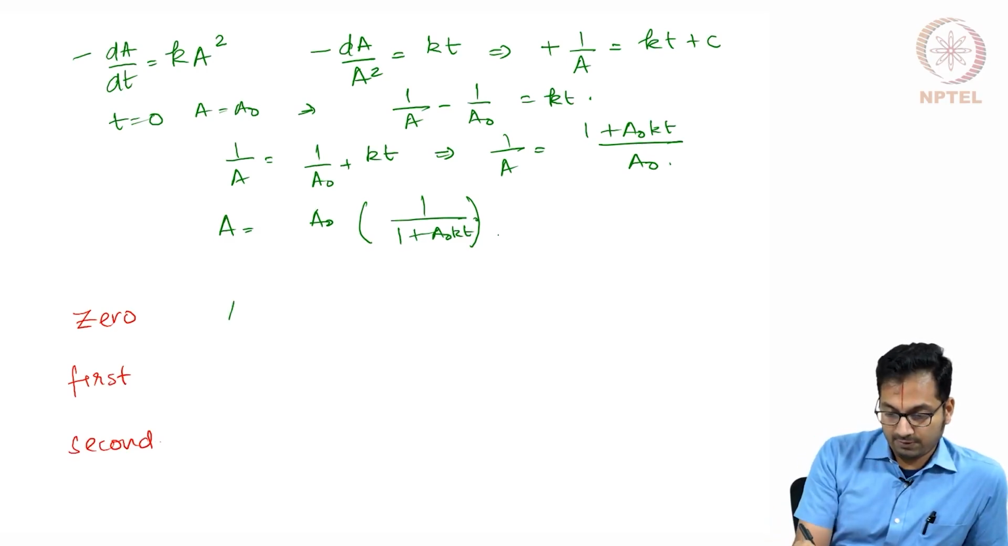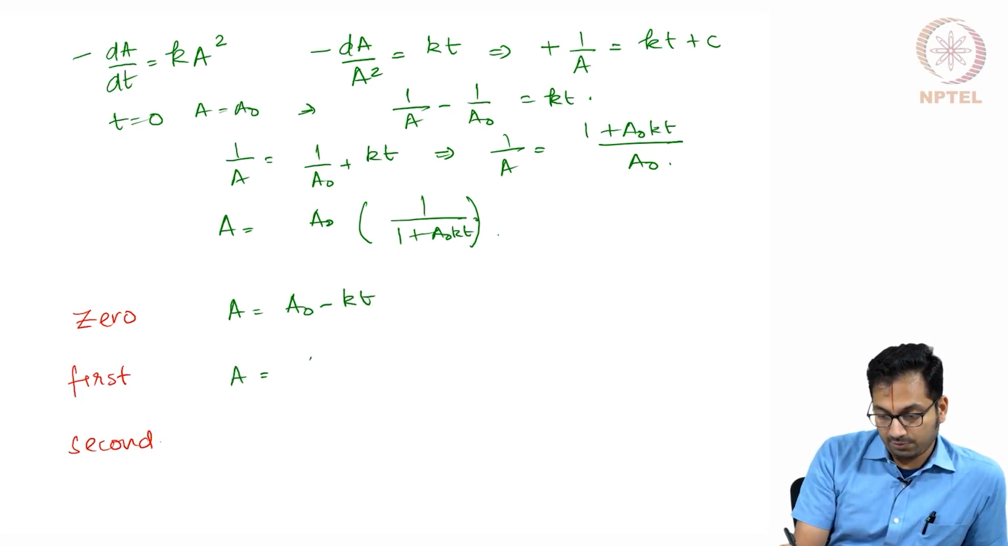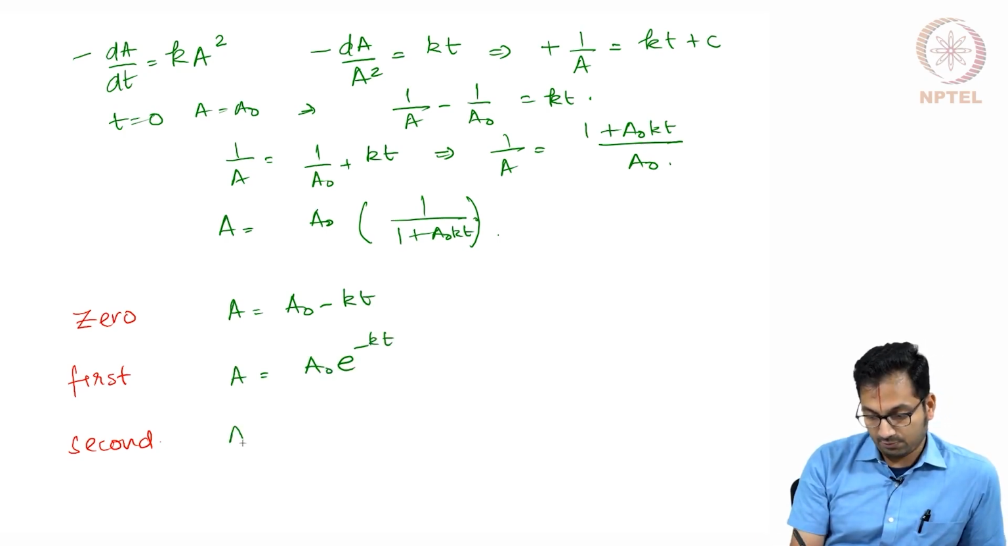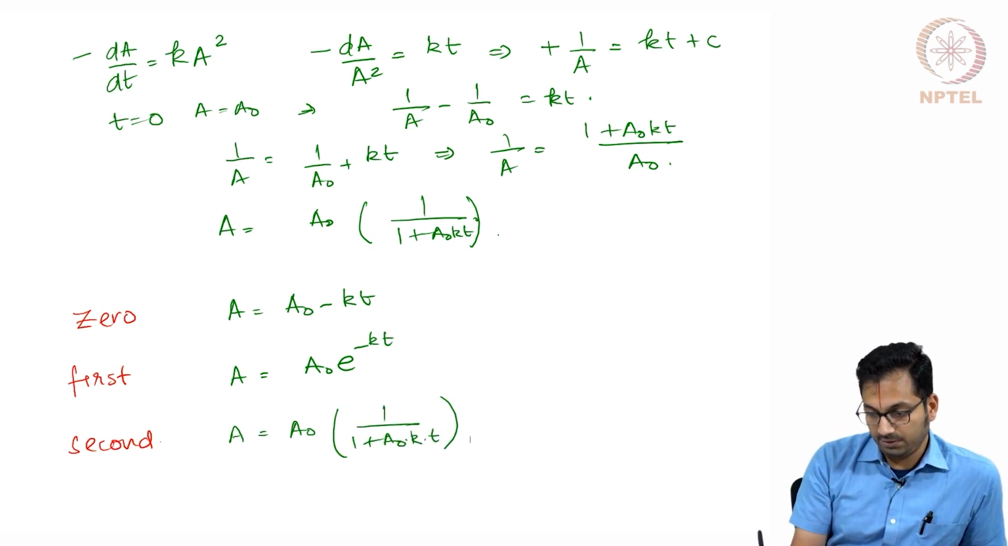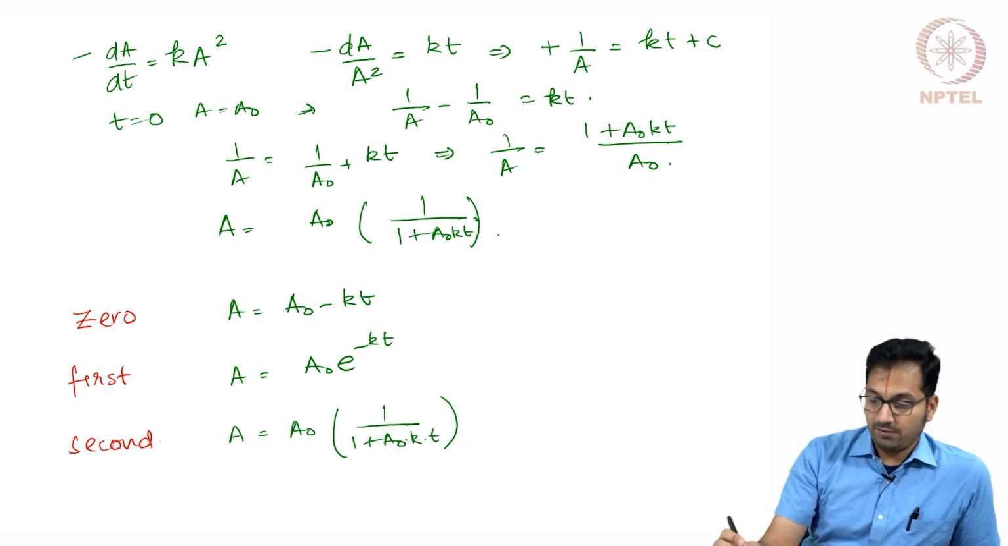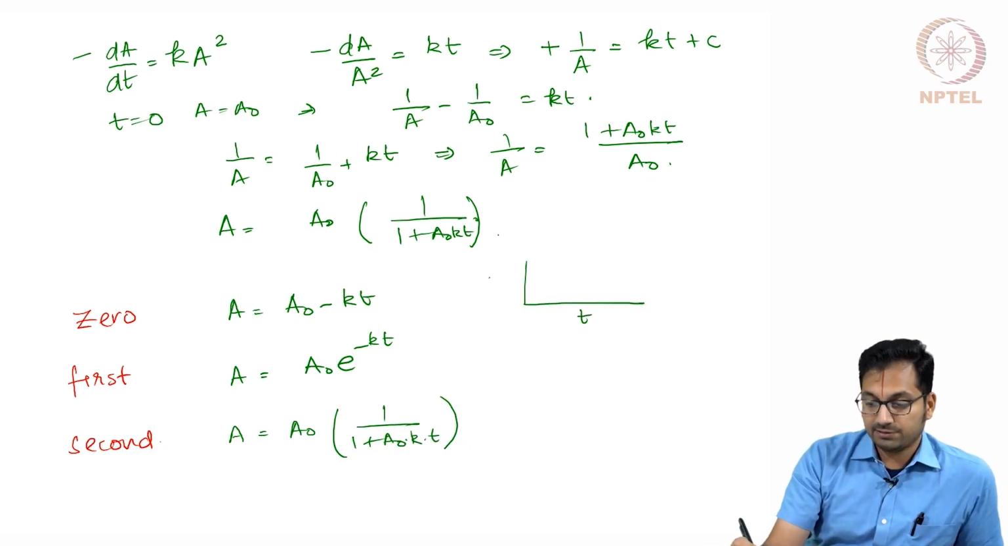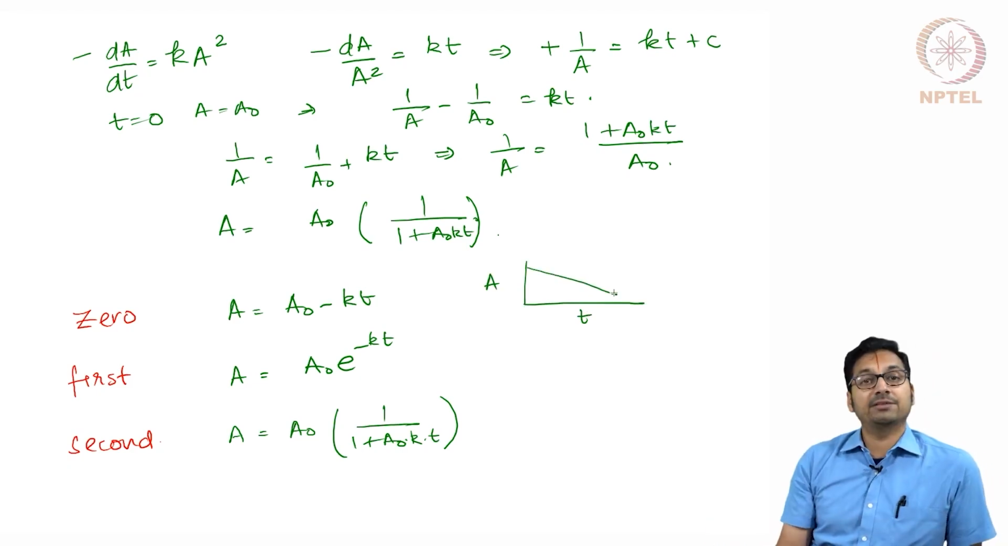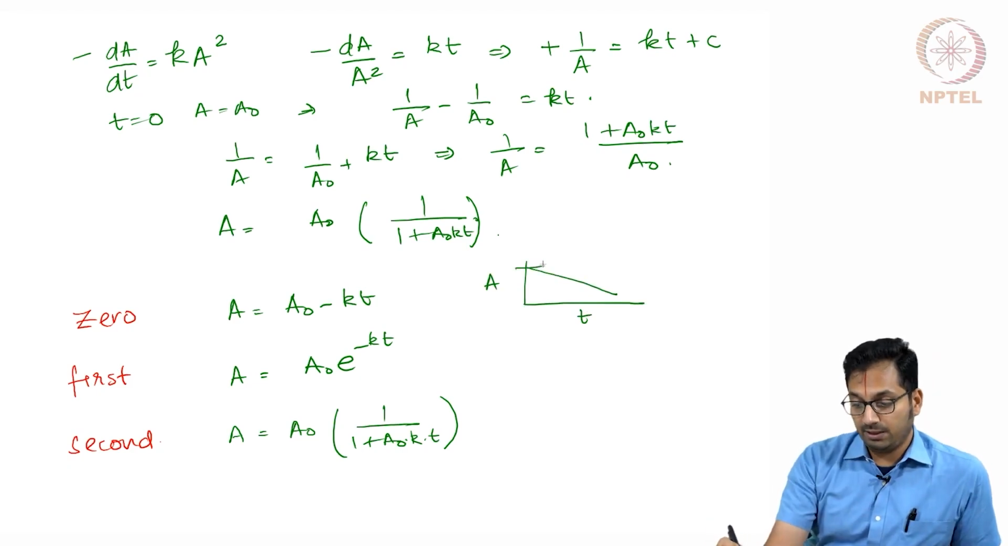You are going to have A equal to A naught minus kT. In this one, you are going to have A equal to A naught times e power minus kT. In this case, you are going to have A equal to A naught times 1 by 1 plus A naught times k times t. If you are plotting A as a function of t, you are expected to get a straight line with the intercept being A naught and the slope being minus k.